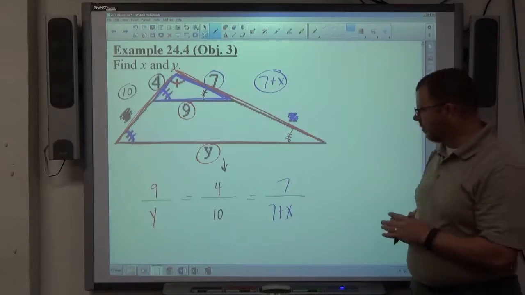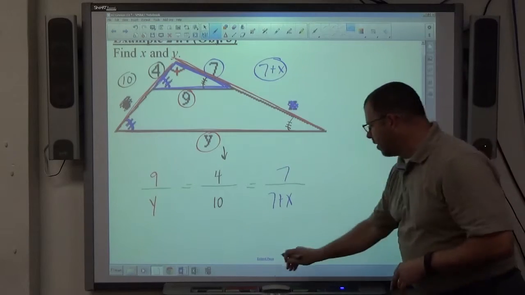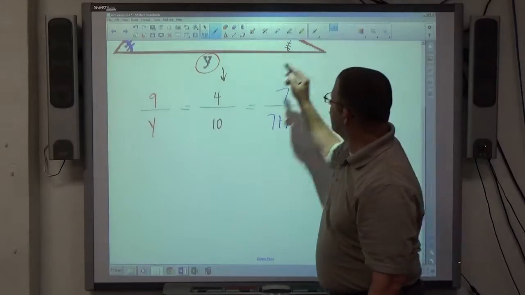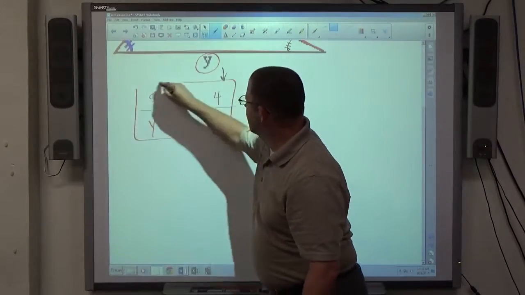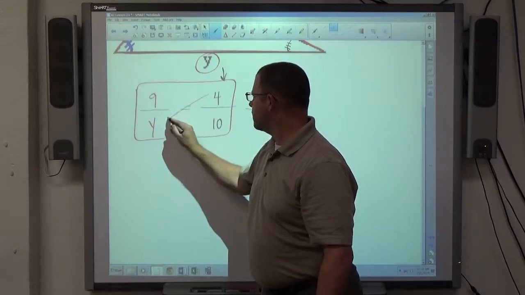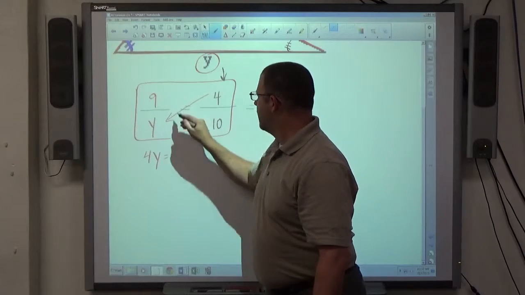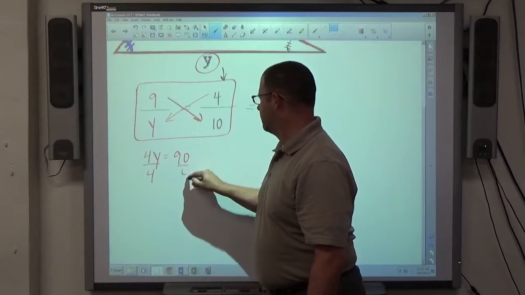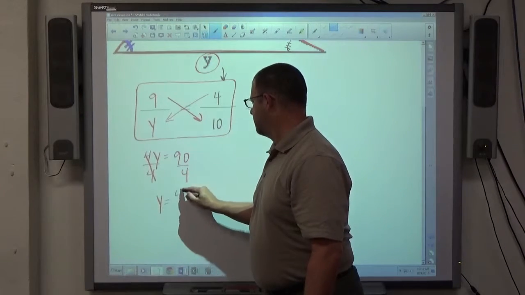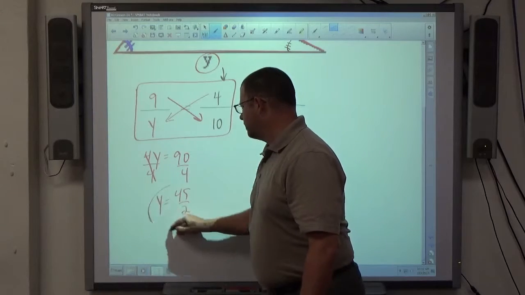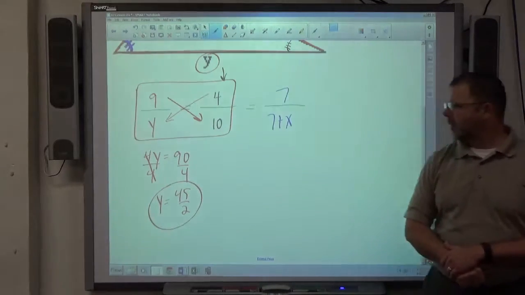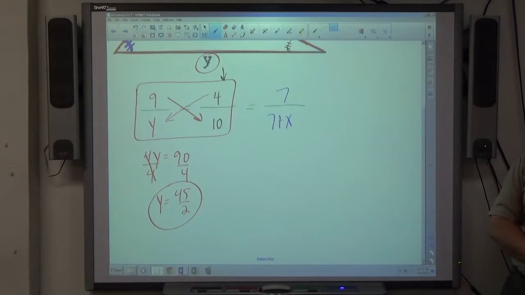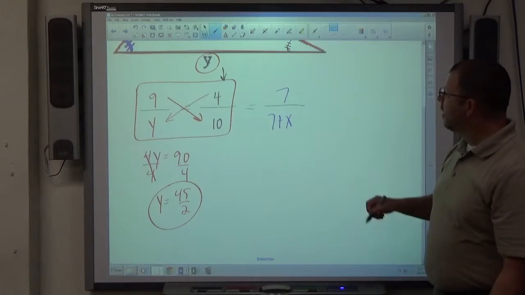Now we're ready to solve. The reason we want the numerical one in the middle is because then I can just do, this proportion is going to get me y. 4 times y equals 9 times 10. Again, fractions are fine as answers. 90 over 4 reduces to 45 over 2. I would take 22.5 or 22.5 for that one, but again, I personally believe it is an improper fraction.